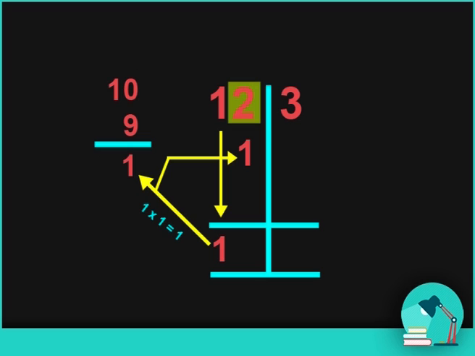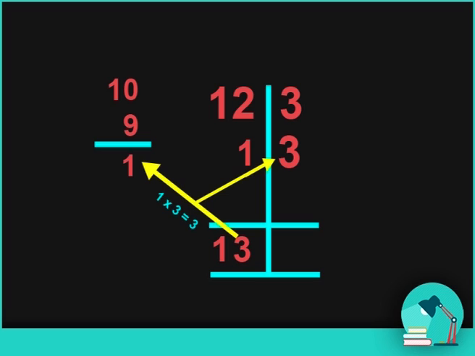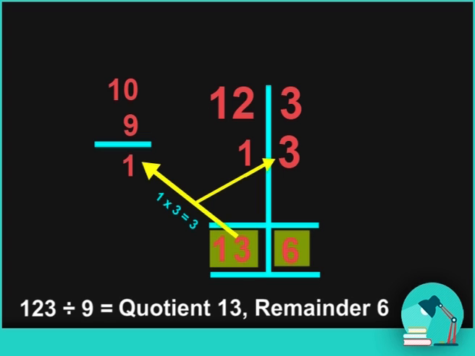Then we multiply 1 with the difference 1 and put the answer below the second digit of the dividend. The second digit of the dividend is 2. We add 1 and 2 to get the total 3. Now we multiply the total 3 with difference 1 and write the product 3 below the third digit of the dividend. The total on right hand side of the answer is 6. Thus, the quotient is 13 and the remainder is 6. That is, when 123 is divided by 9, it gives quotient 13 and remainder 6.